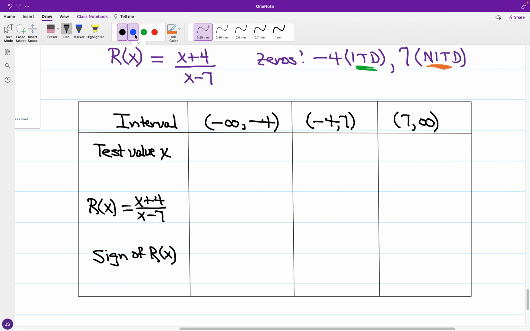Okay, so looking at what we have here, anything less than -4, we can go with -5. Between -4 and 7, 0 is an option. Anything greater than 7, we can go with the number 8.